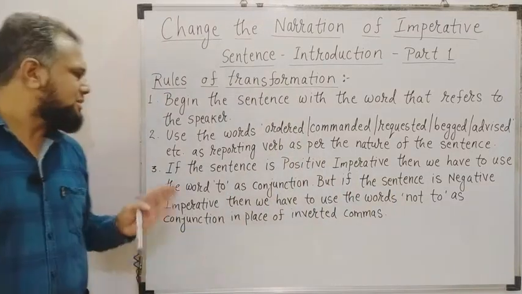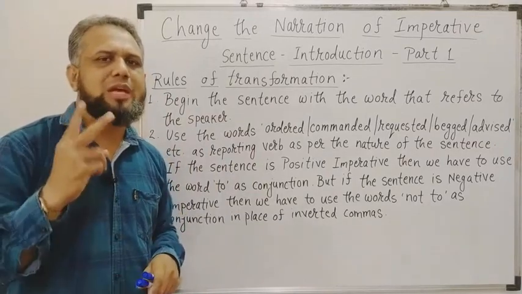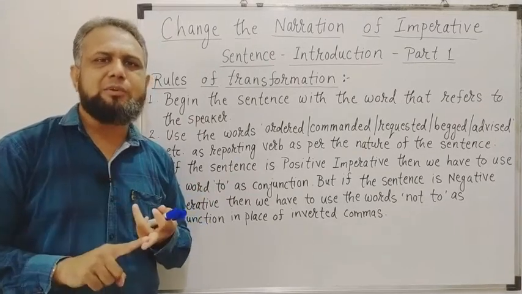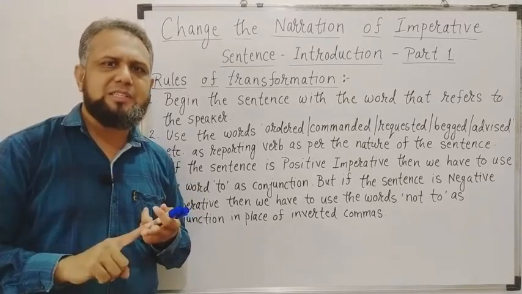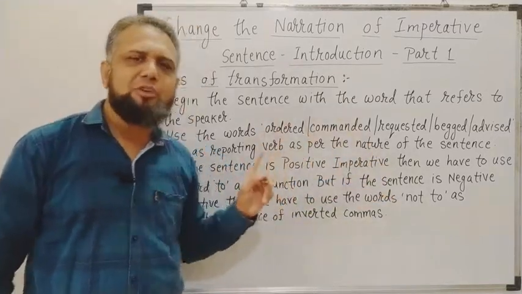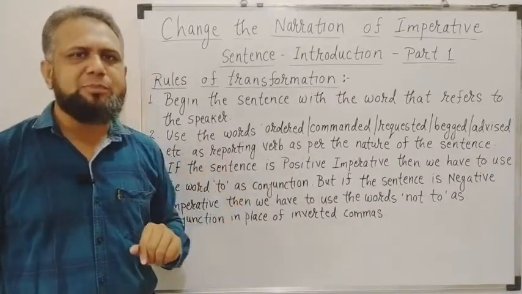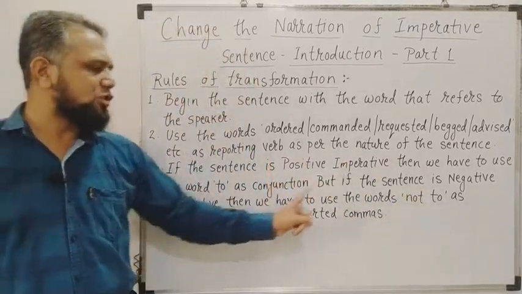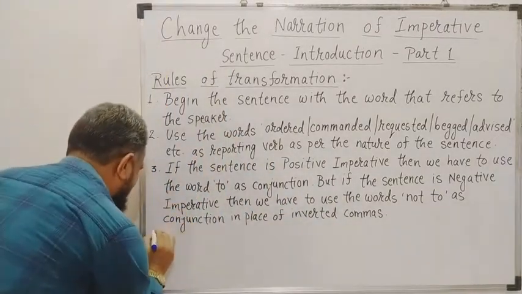The most important rule is if the sentence is positive imperative. Friends, as we have already seen, there are two types of imperative sentences: one is positive imperative and the second is negative imperative. Positive imperative starts with the first form of verb and the negative imperative sentence starts with don't. So if the sentence is a positive imperative, then you have to use the word to as your conjunction. But if the sentence is negative imperative, you have to use the words not to as your conjunction in place of inverted commas.